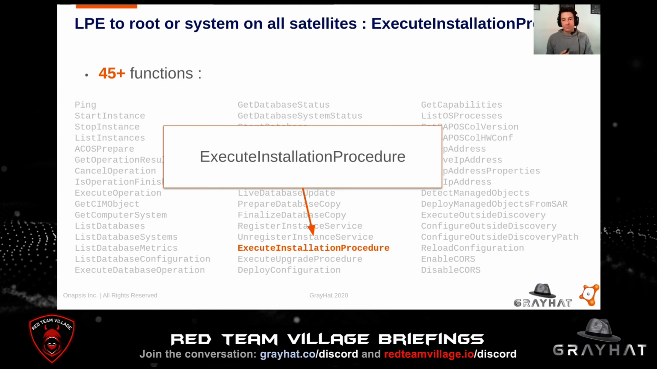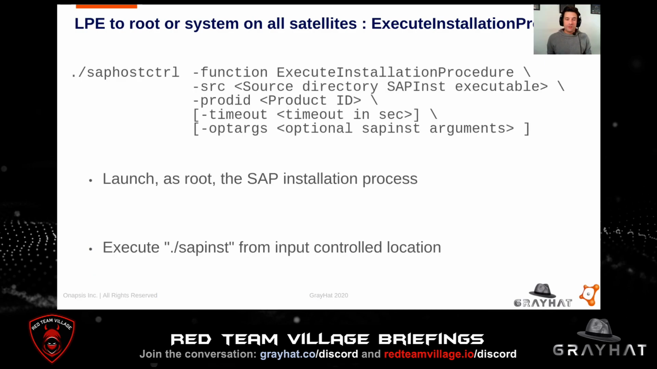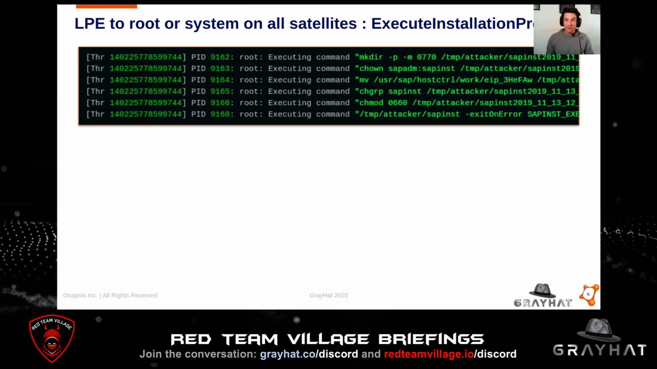We found it. Also, we found another one for execute installation procedure. This function is normally here to start the SAP installation. So for installing SAP, you use a binary named sapinst. And again, we found a way to trick the function and to change the sources of the sapinst, to change where the sapinst binary is.